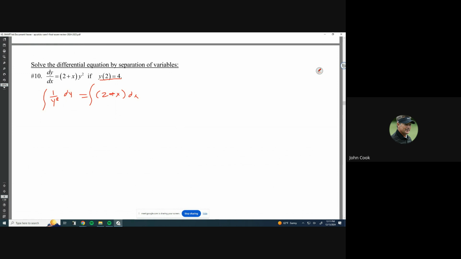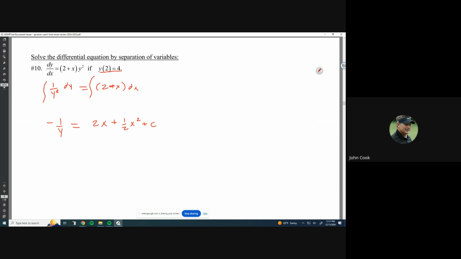So same thing on the left-hand side, -1 over y. Then antiderivative of 2 plus x would be 2x plus 1/2 x squared plus c. And then what the heck, let's solve for the particular solution right now. So if I plug in 2 for x and 4 for y, c is going to be equal to whatever all this stuff is. So let's see, that's 4. And then 2 squared is 4, divided by 2 is 2. So that turns into 6 overall.